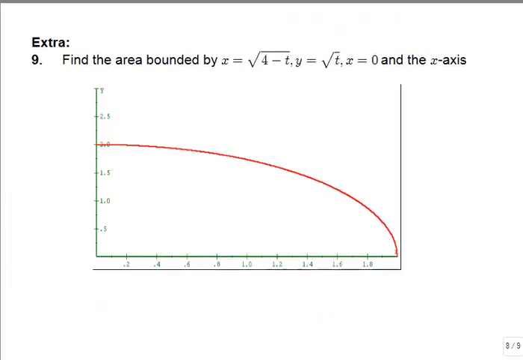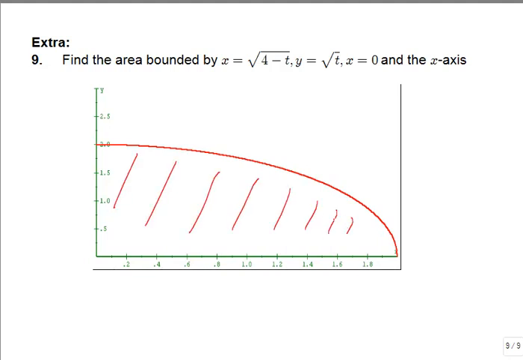Okay, to finish off, let's do one last example here, an extra example using this area formula that we just talked about. This time we want to find the area bounded by the parametric curves x equals square root of 4 minus t, y equals square root of t, x equals 0, and the x-axis. So the graph of this looks like this. Here's your parametric curve. x equals 0 is just the y-axis, and then we have the x-axis down here. So we want the area under this graph.